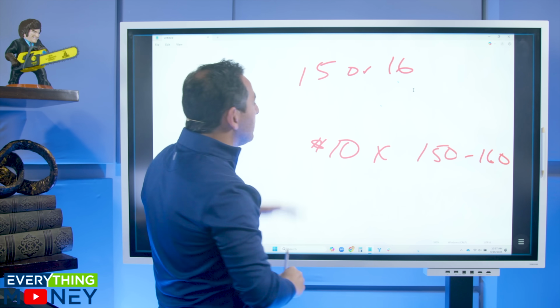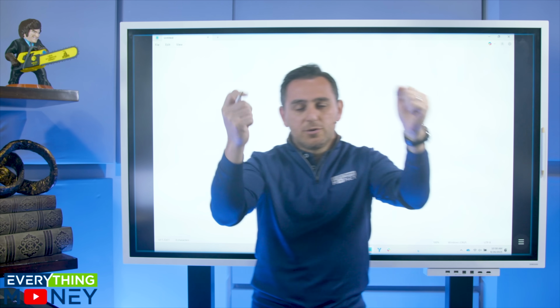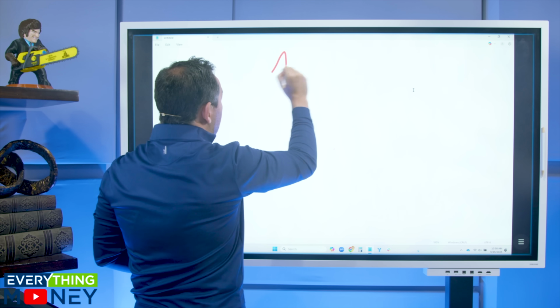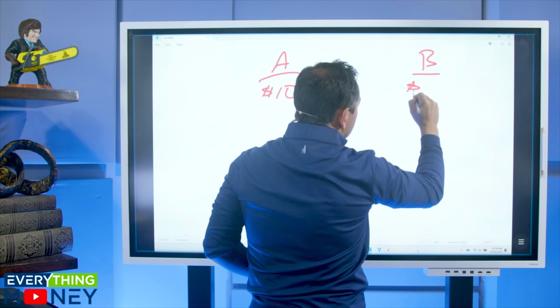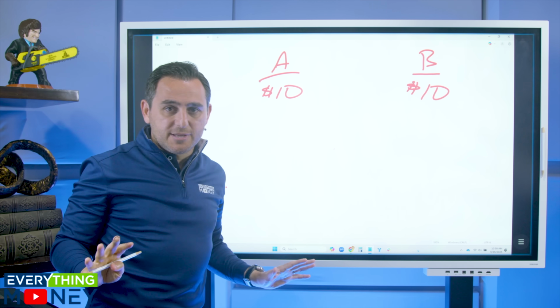Now, here's where it gets tricky. Let me ask you guys a question here. Let's say there are two companies, and they're the exact same company, okay? Company A makes $10 per share. Company B makes $10 per share. Everything else is the same. I'm doing this for simplicity reasons.